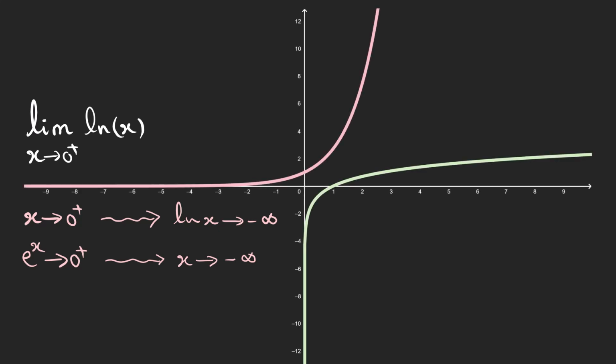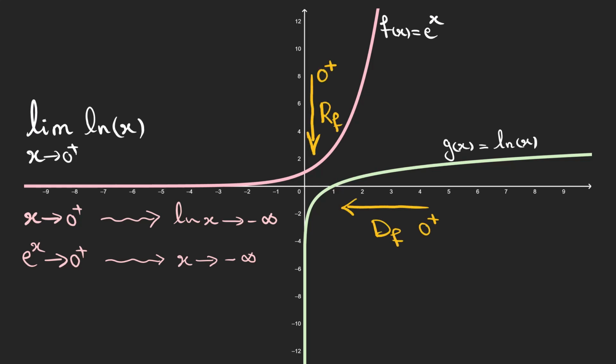Take a look at these graphs. This function is e to the x, and this one is its inverse, which is ln of x. You can see that approaching 0 from the right in the domain of natural logarithm is similar to approaching 0 from the right in the range of the natural exponential, because they are inverse functions.